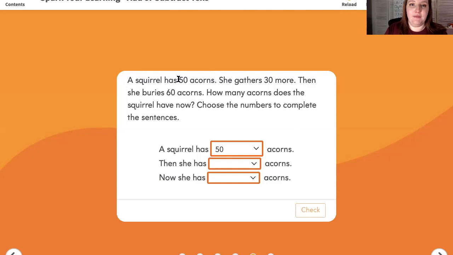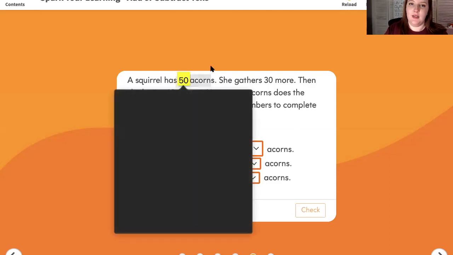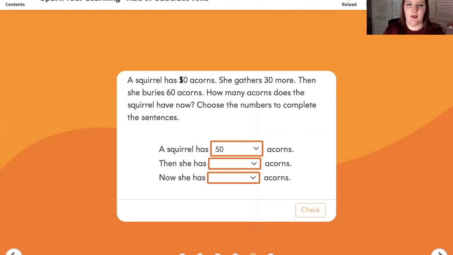Remember, we have 50, and she gathers 30 more. So that's our 50, so 5 groups of 10 plus 30, 3 groups of 10, that gives us 1, 2, 3, 4, 5, 6, 7, 8 groups of 10, or 80.